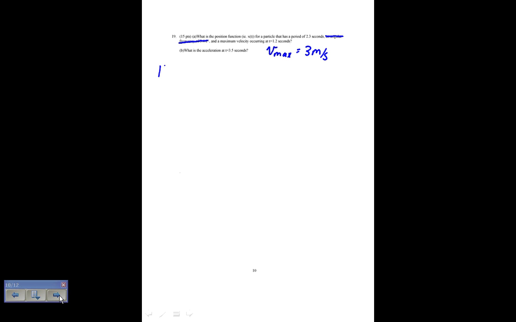So I know that my period is equal to 2.3 seconds. That means that my frequency is 1 over 2.3, which is 0.43 hertz. That's my frequency. And then I want to know what is the position function. That is x of t equals A cosine(omega t plus phi). So I need to know A, I need to know omega, and I need to know phi.